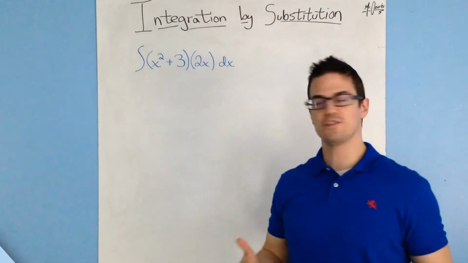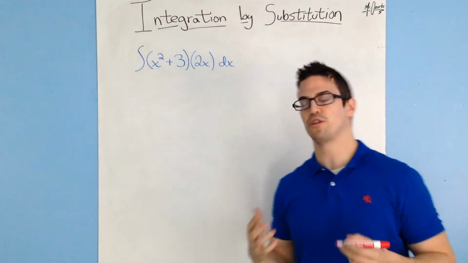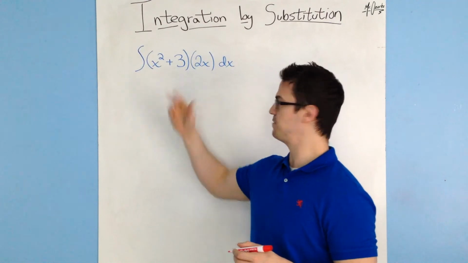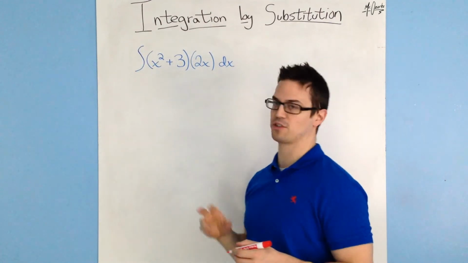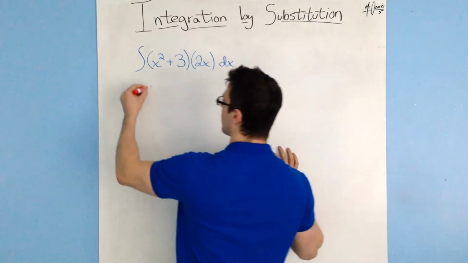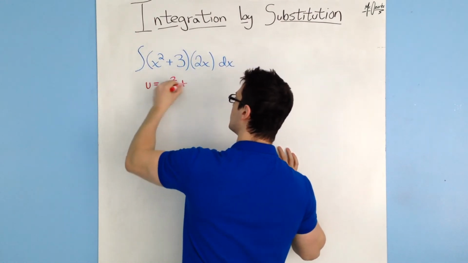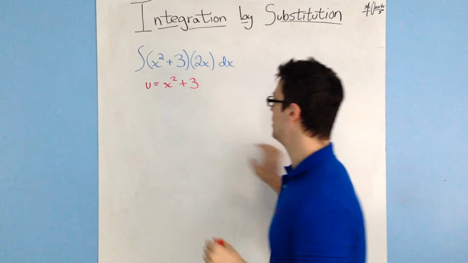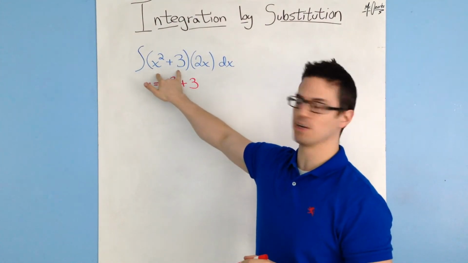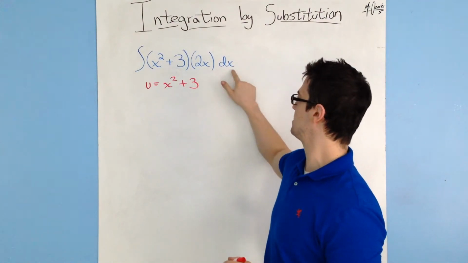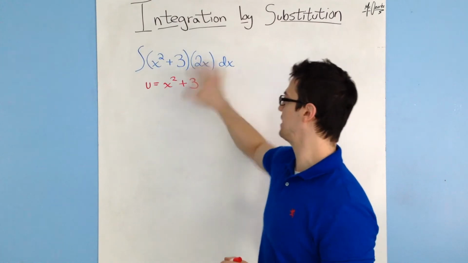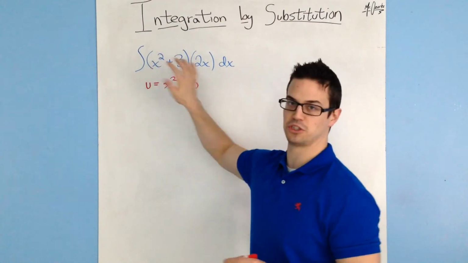So here we go. The first thing I'm going to want to do is substitute in for the most complex part of this integral. In this case it would be x squared plus 3. So I'm going to write a variable u and set it equal to x squared plus 3. Okay, so that will get rid of this part right here, but I still have this 2x and this dx to worry about that I need to simplify. So I'm getting rid of this, now it's just a u.